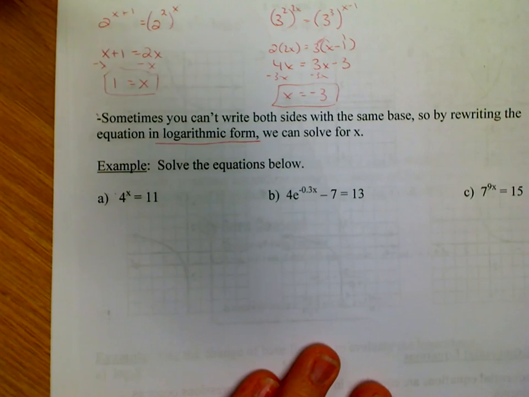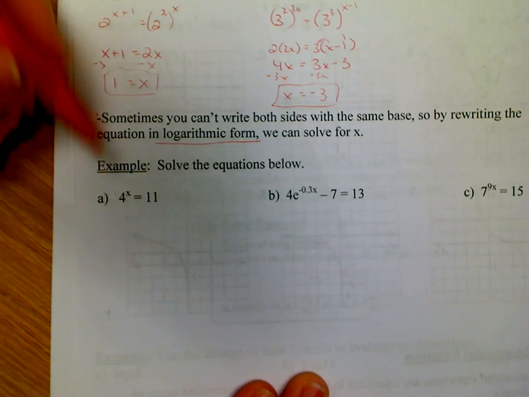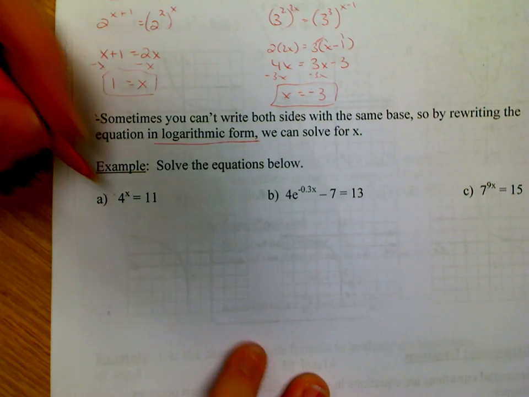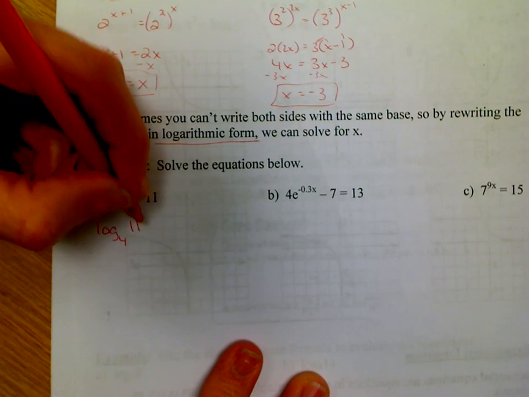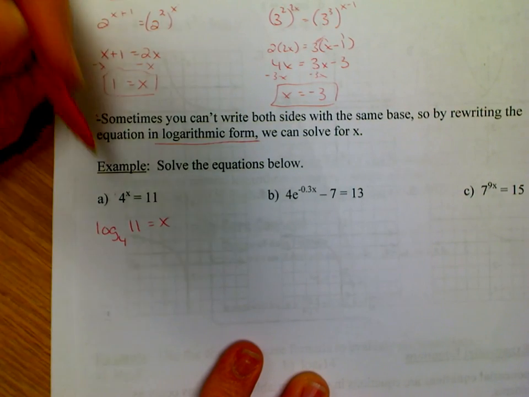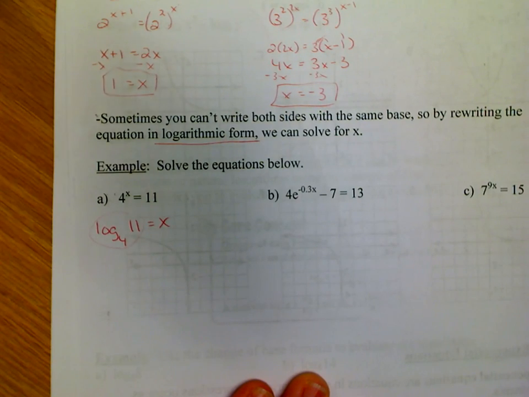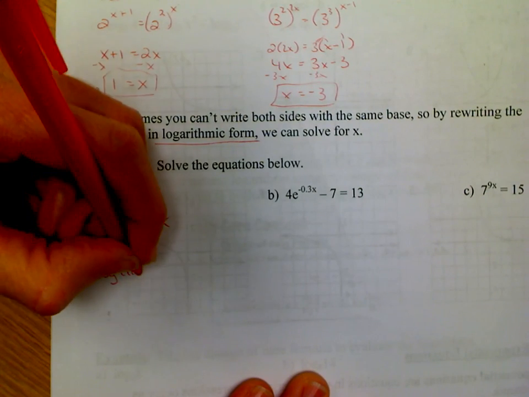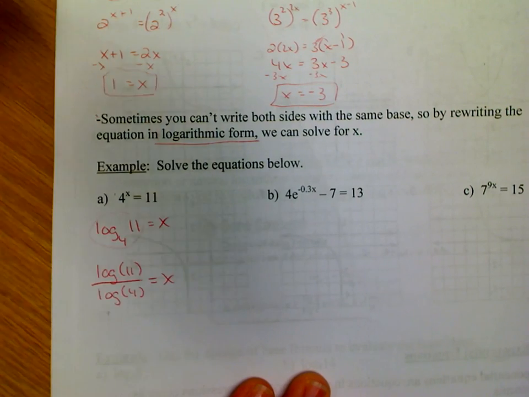So I've established that the method above won't work for this because I don't know how to write 11 with a base of 4. However, if I can't solve it in exponential form, using my pattern from the previous part of this chapter, I can write this in log form. This problem would look like this. Log base 4 of 11 equals x. Well, from what we learned the other day, I can actually use the change of base formula and find this value. I would just need to type into the calculator log of 11 divided by log of 4, and that will give you my answer.